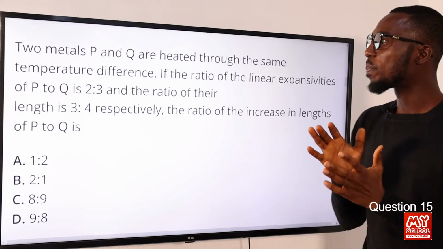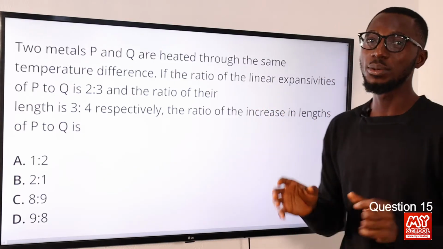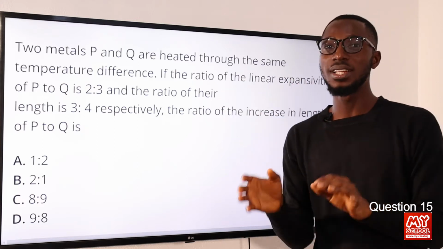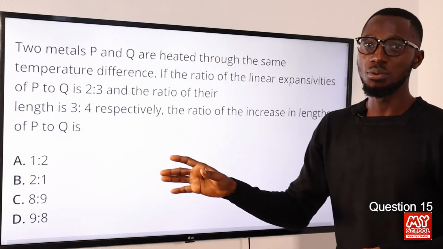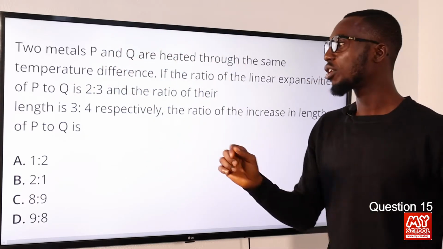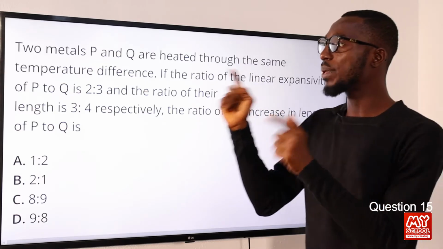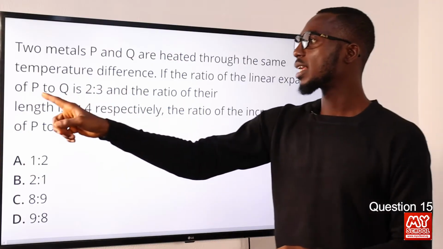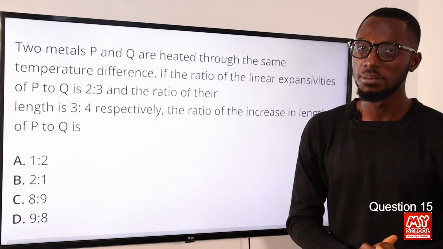Two metals P and Q are heated through the same temperature difference. So temperature here is just constant. The temperature difference, theta 2 minus theta 1, is the same for both metal P and metal Q, so we are not working around temperature. If the ratio of their linear expansivities of P to Q is 2:3, that means the linear expansivity of P is 2, that of Q is 3.